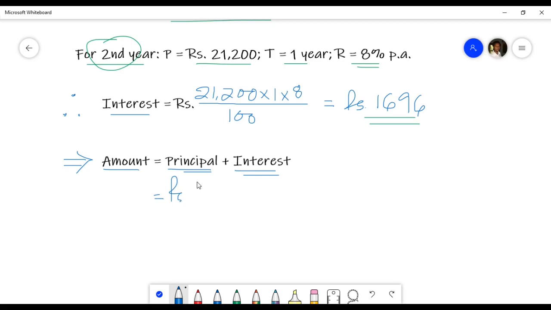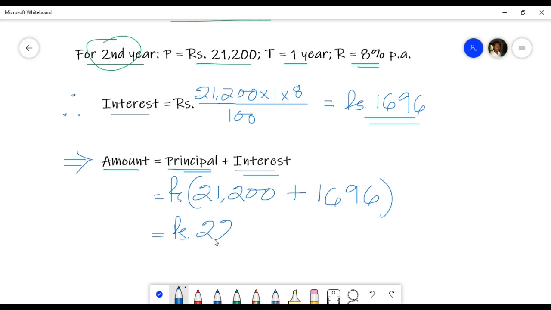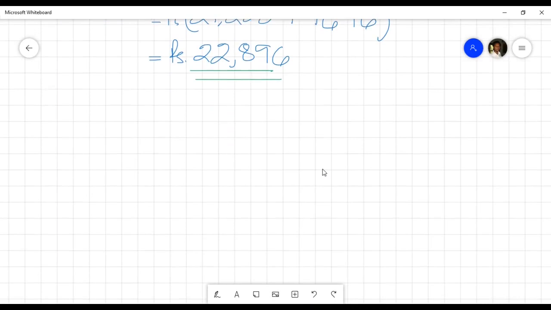Our next step is to find the amount, and the formula to find amount is principal plus interest. We'll just replace the values. Principal for the second year is rupees 21,200 plus the interest for the second year, which we have calculated as rupees 1,696. We just add this up and you have the amount at the end of the second year: rupees 22,896. 22,896 is the amount at the end of the second year.